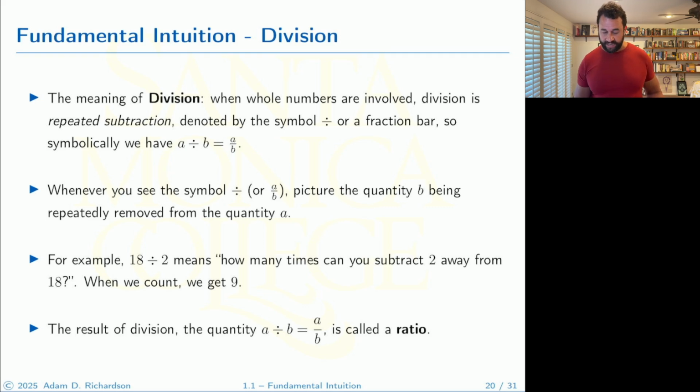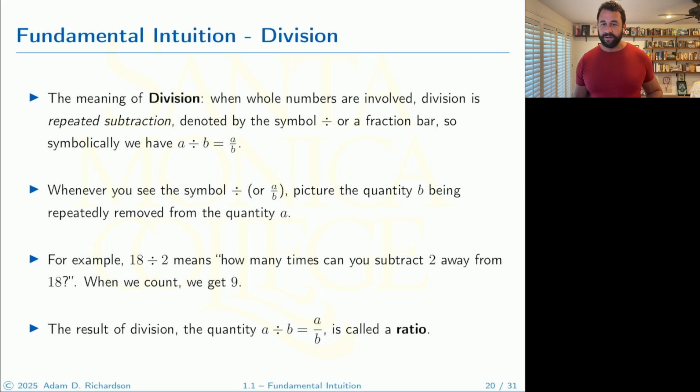So whenever you see that, you can think about the quantity b being repeatedly removed from a. So for example, 18 divided by 2 means how many times can you subtract 2 away from 18? And you can just count, right? You go, okay, 18 minus 2 is 16, minus 2 is 14, minus 2 is 12, minus 2 is 10, minus 2 is 8, minus 2 is 6, minus 2 is 4, minus 2 is 2, minus 2 is 0. How many was that? 9 times. Sorry, I'm holding a pencil here, so 9 times.